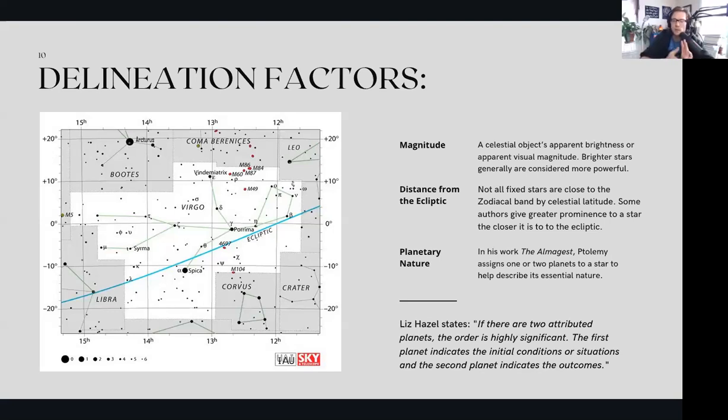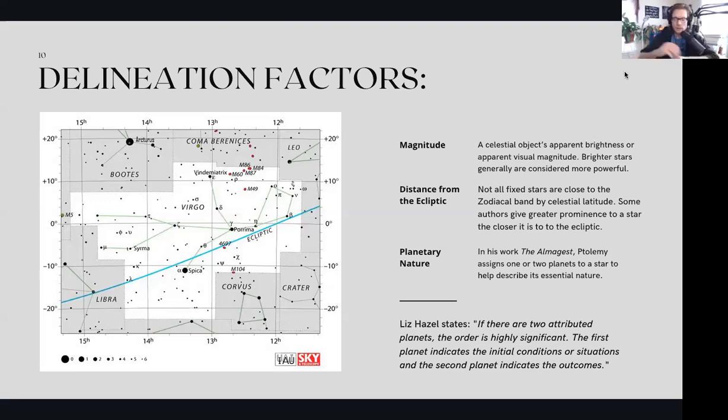So, for example, if you have a star that is of the nature of Jupiter and Mars, your initial experience in the beginning of your experience with that star could be one where you're trying to find order, which is one of the significations of Jupiter, where you may be trying to expand and gain honor. But that action may lead to conflict. It may lead to a separation later on in the process of your relationship with that fixed star, Jupiter moving to Mars. So this is a really interesting way of thinking about it, with the order being significant of those two planetary attributions. All right.